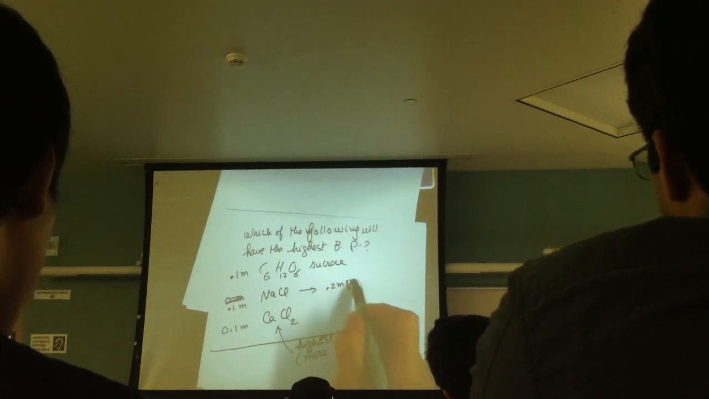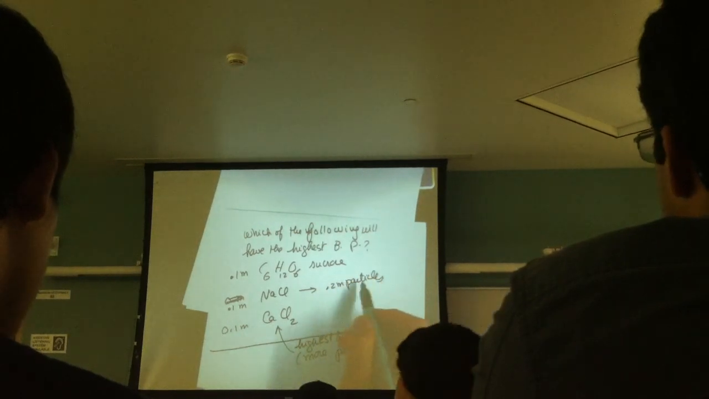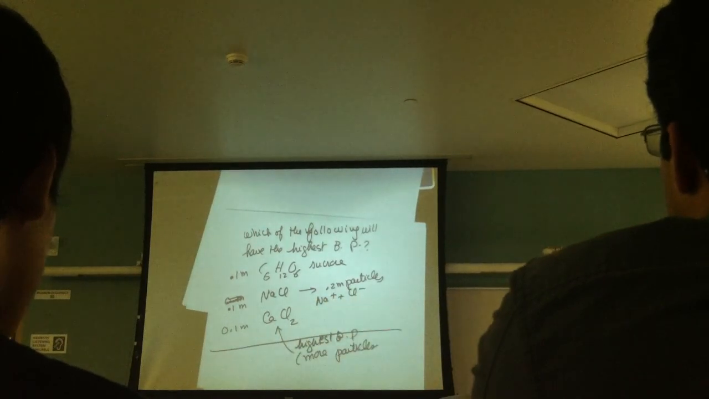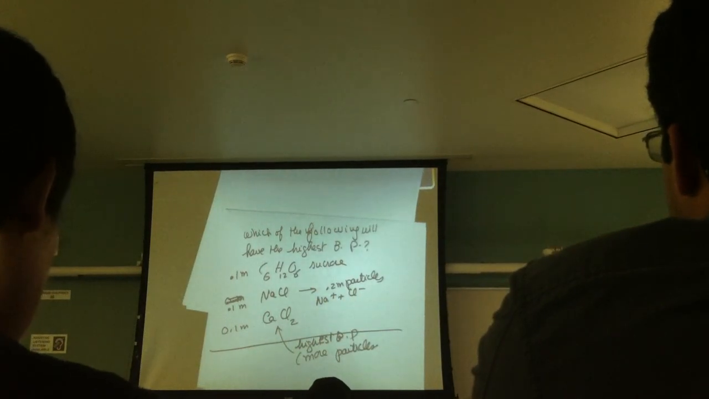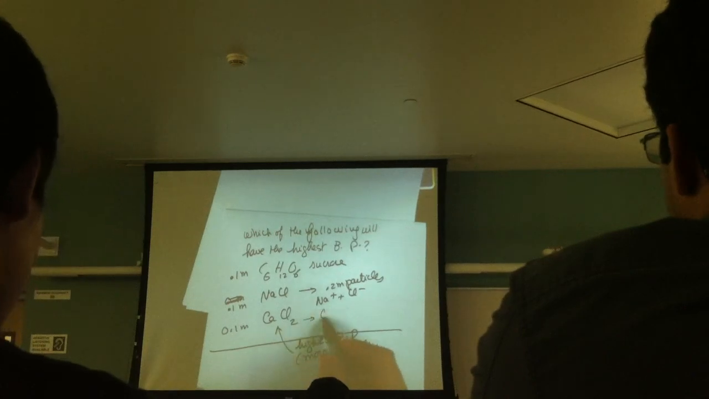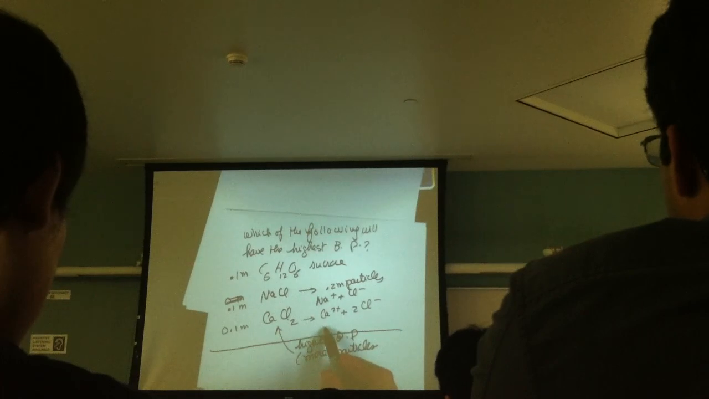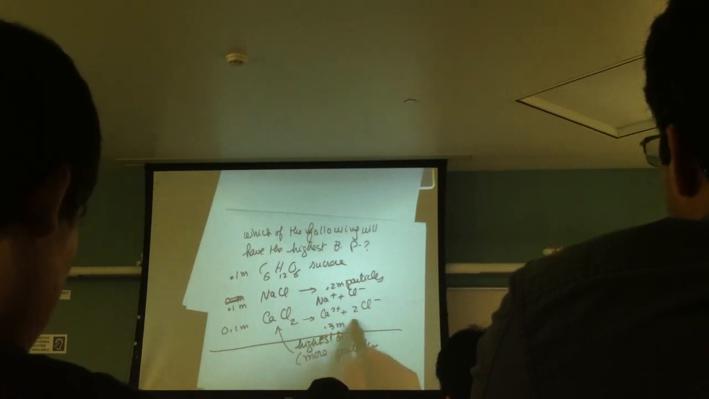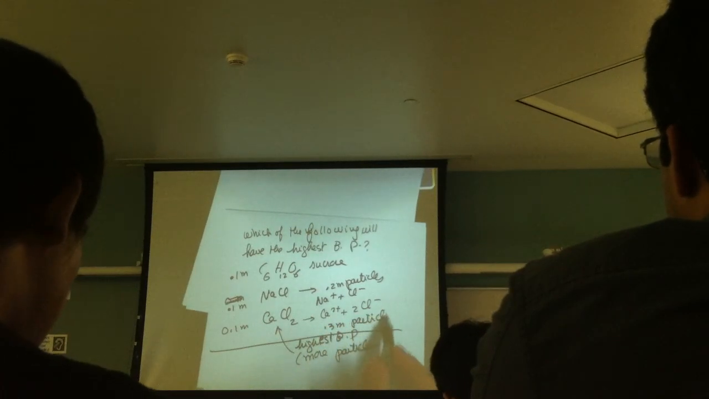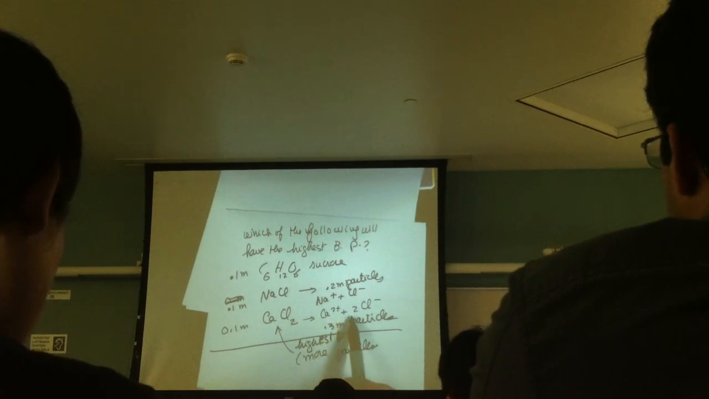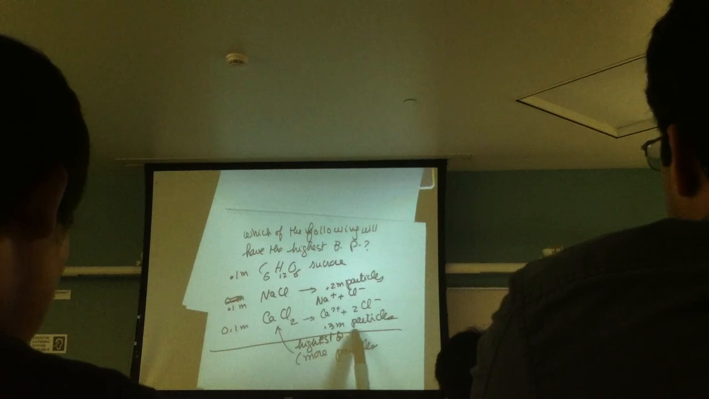How many particles do you get here? 0.2 m particles. Why? Sodium chloride breaks into sodium and chloride. How about calcium chloride? Calcium chloride breaks into calcium and 2 chloride. How many particles? 0.3 m of particles. What do you mean particles? Calcium is 1 particle. Chloride, I have 2 of them. These are 3 particles.